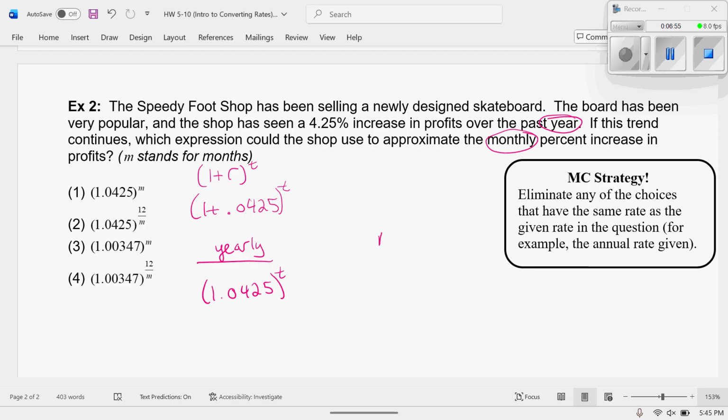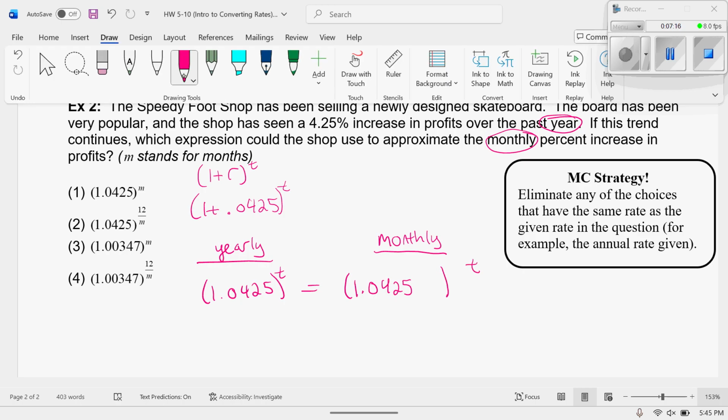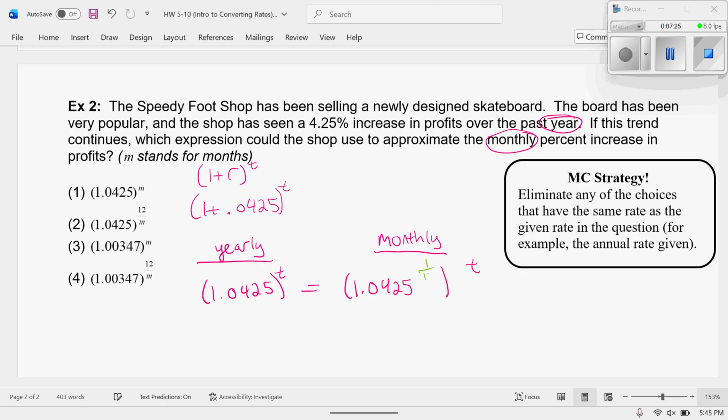We want to go to a monthly rate. Now, these are still going to be equivalent because it's the same scenario. We have 1.0425 to the t. We don't want the entire year. We want 1 out of the 12 months in the year. We want to go smaller. But this is no longer equal. So if you take a 1 over 12 exponent, you need a 12 to balance it out.